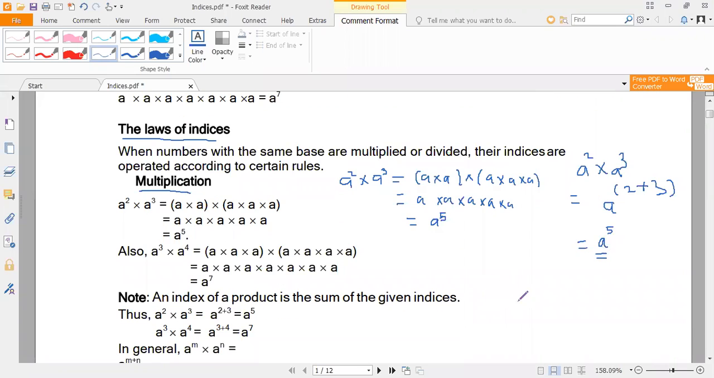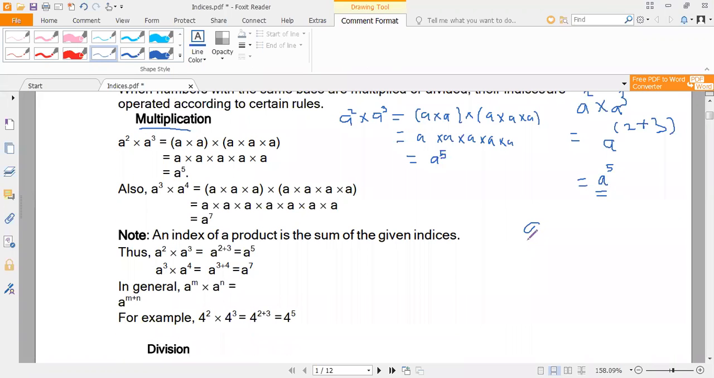So we'll look at some more examples. If we have a squared, the summary of this law is that if you have a to the power m being multiplied with a to the power n, you keep the base and then you add the powers, that is, keep the base which is a and add the powers m plus n. So this is the multiplication law of indices.